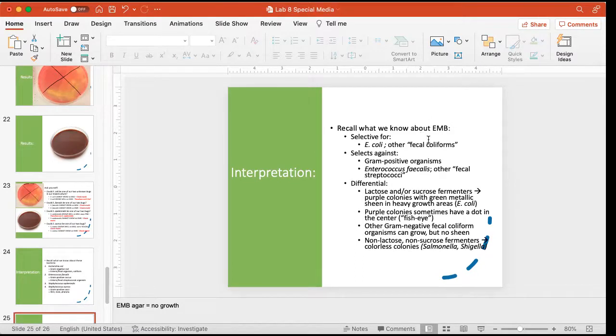EMB is a selective and differential media. The only things that are going to grow on EMB are gram-negative fecal organisms. It's going to help us differentiate between E. coli, between other coliforms, and between other non-coliforms, all by the color of what's growing. Gram-positive things can't grow on EMB. Even gram-positive organisms that live in the intestine cannot grow on EMB. And remember, it's the color that you see of the growth that tells you whether you have E. coli, whether you have other coliforms, or whether you have other non-coliforms, all based on the color of what's growing. It's very helpful to us.